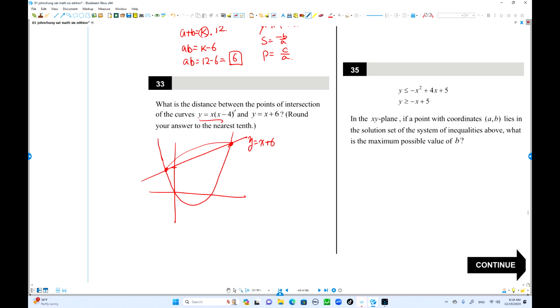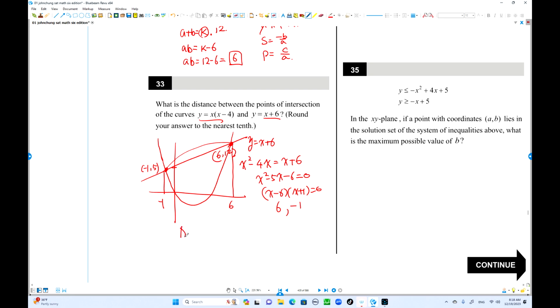So x times x minus 4, x squared minus 4x, equals x plus 6. So x squared minus 5x minus 6 equals 0. x minus 6 times x plus 1 equals 0, okay? We have 6 and negative 1, the two points of intersection. Now we need the y coordinates using this one. Negative 1 plus 6 is 5, so that is negative 1, 5. And this one is 6 and 12, right? When x equals 6, y is 12.